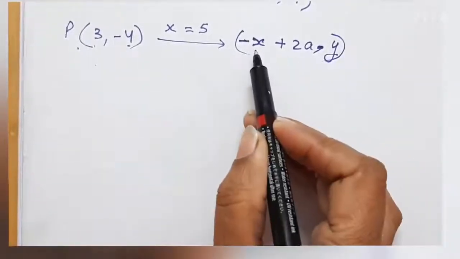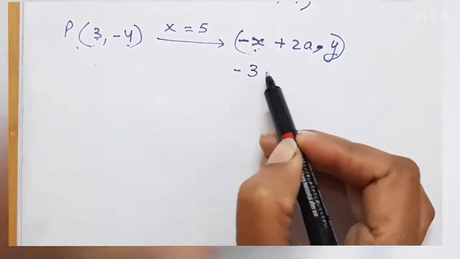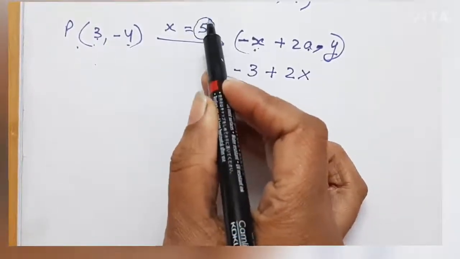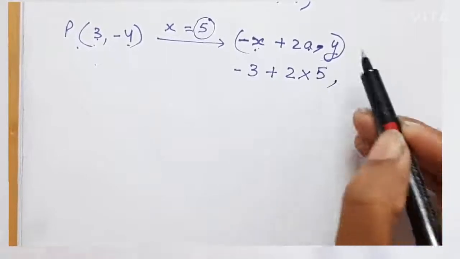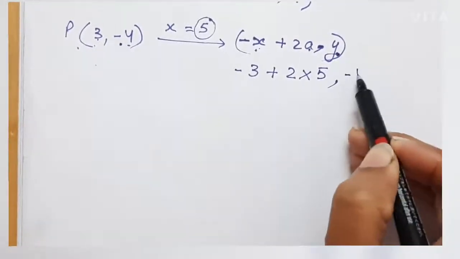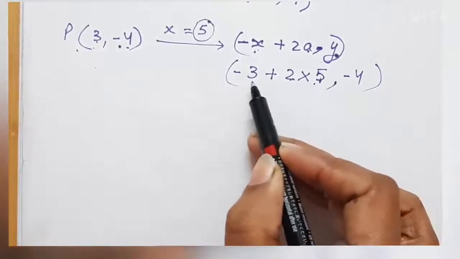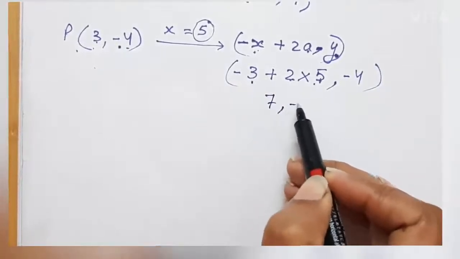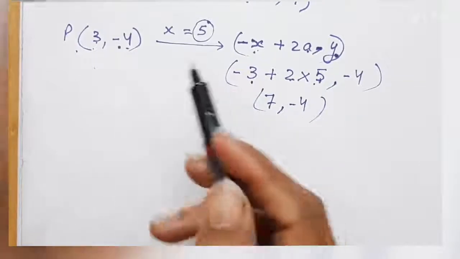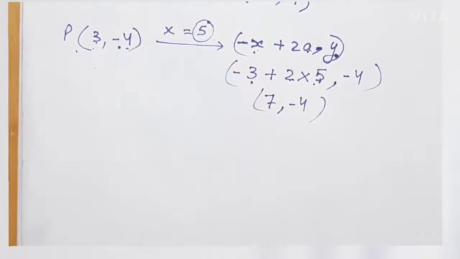Now let's see what x is here. x is not 5 here. x is 3. So it is minus 3, plus 2a. Now what is a? Here a is 5. So 2 into 5. Now y will come as it is. What is y here? Minus 4. So the answer is, 5 2s are 10, 10 minus 3 is 7. So (7, minus 4). I hope it is clear to you. Similarly, we will do when it is y equal to 5 or any other number.